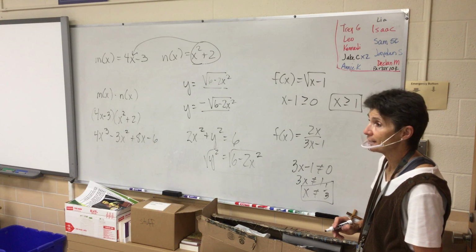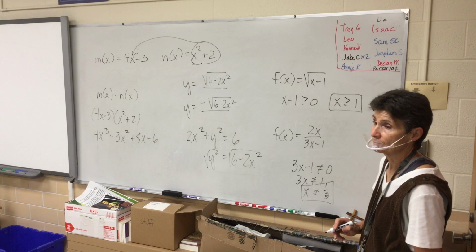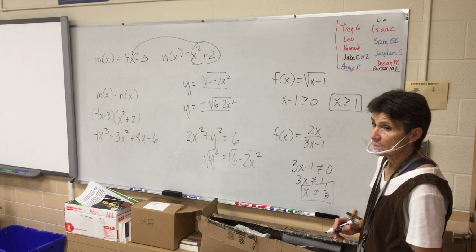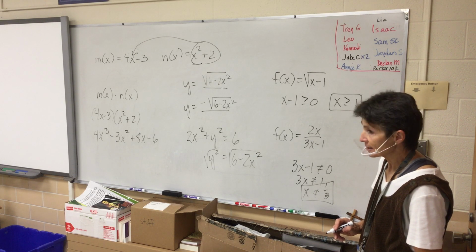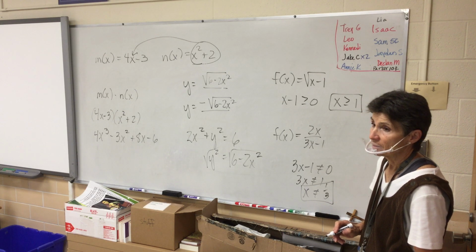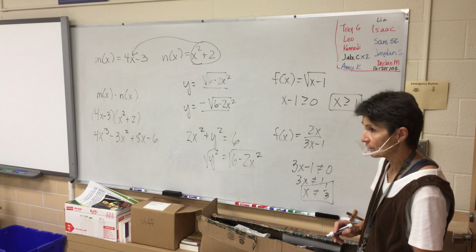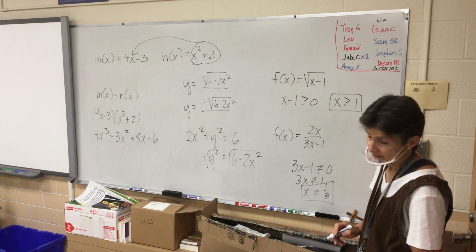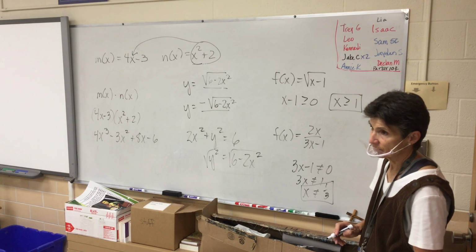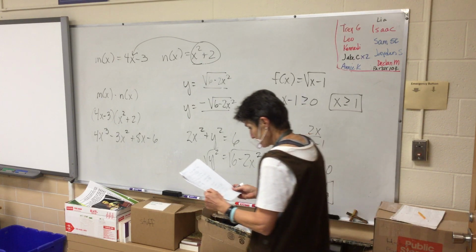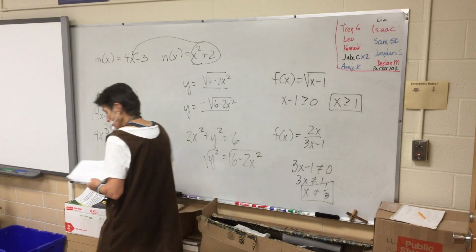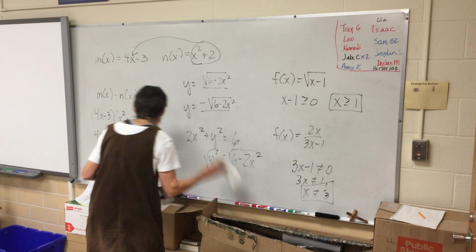Denominators cannot equal 0. This unit has a lot to memorize. Under the radical has to be greater than or equal to 0. In the denominator cannot be 0. Okay, so let's look at C. What's going on with problem C?